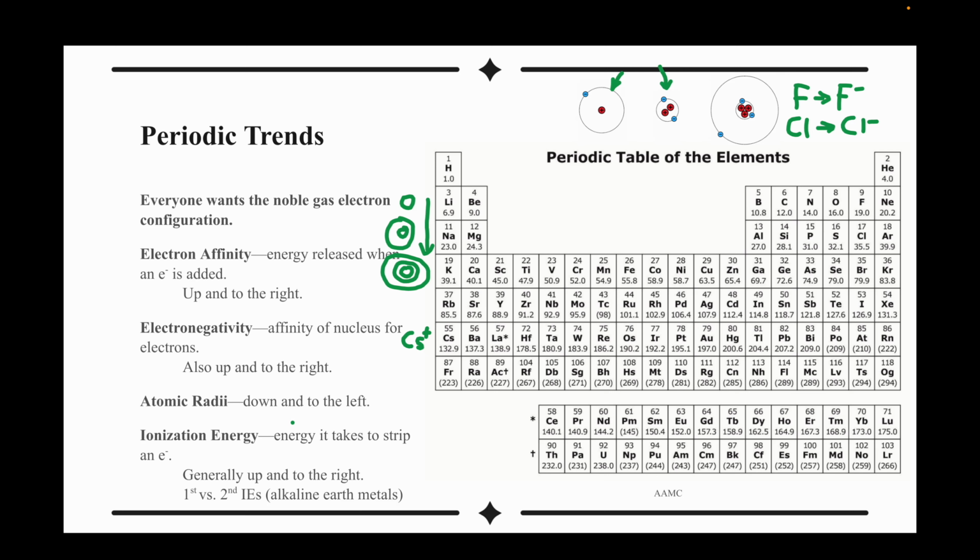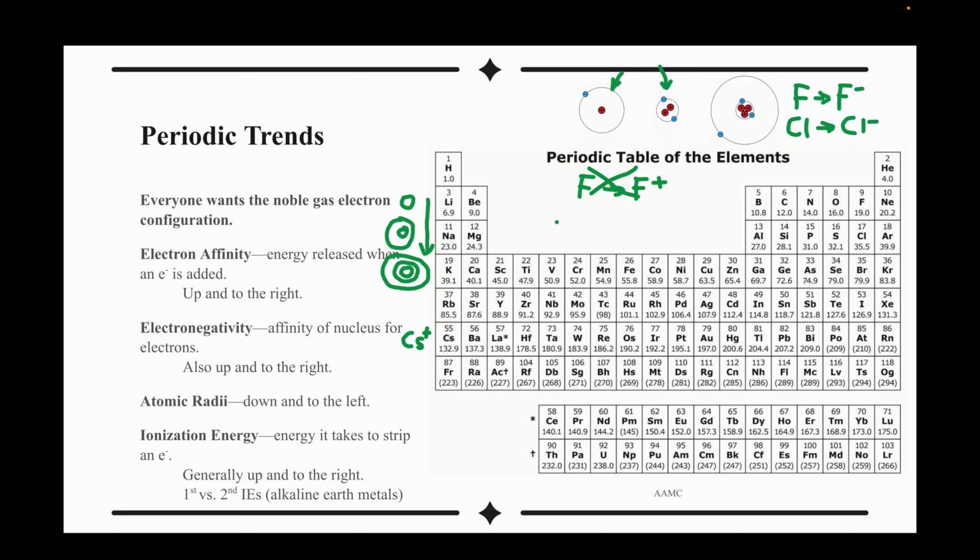Ionization energy is the energy it takes to strip an electron from an element, and generally this increases up and to the right. Remember, this is the energy that it takes, so a higher ionization energy means it will be more difficult to take an electron. Again, looking at fluorine here, it would be very difficult to make fluorine into fluorine plus.